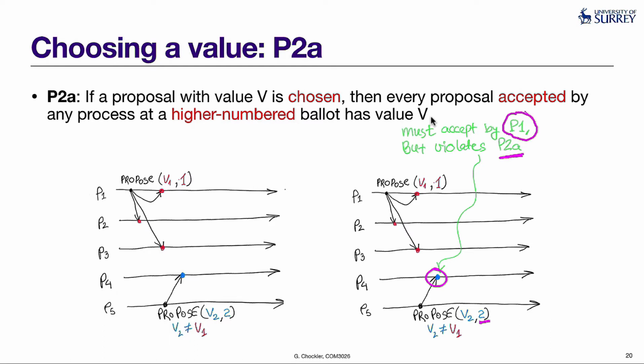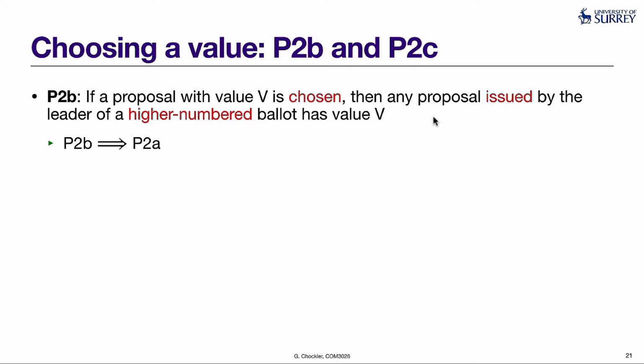And this is because we have to satisfy P1, and because P2A is not detailed enough to actually instruct a leader what to do, how to choose the value to propose. This is the difficulty that we need to address next. So now we are going to refine P2A further into P2B, and P2B will actually instruct the leader what to do.